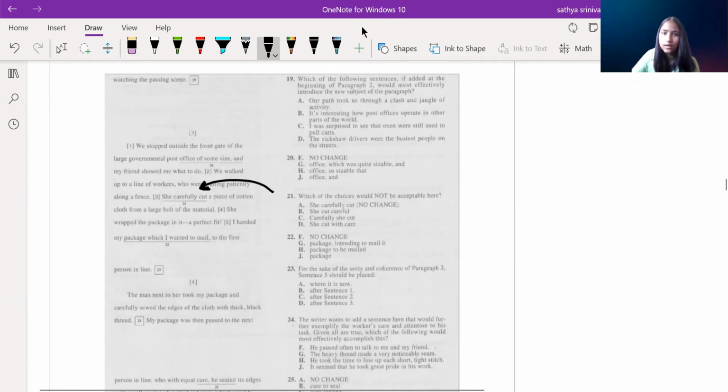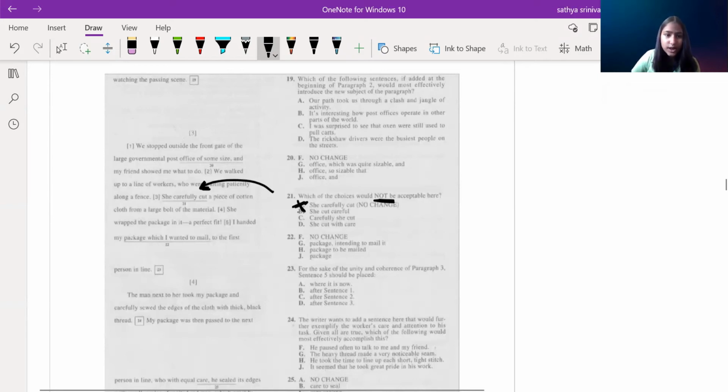So does A make sense? Is it grammatically correct, and in terms of syntax, is it correct? Like structure. Yes, right? So since it's asking which would not be acceptable here, this would be the wrong answer, because it's saying which one is not right. That's basically what it's asking.